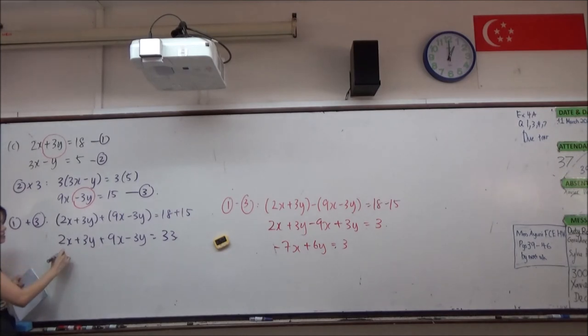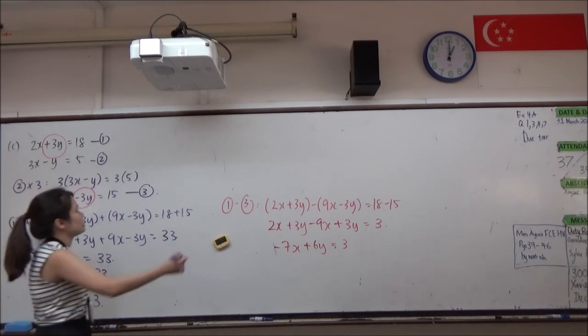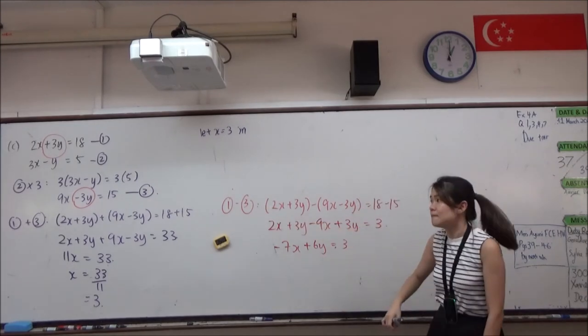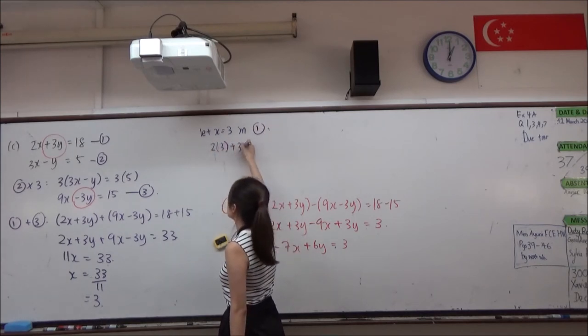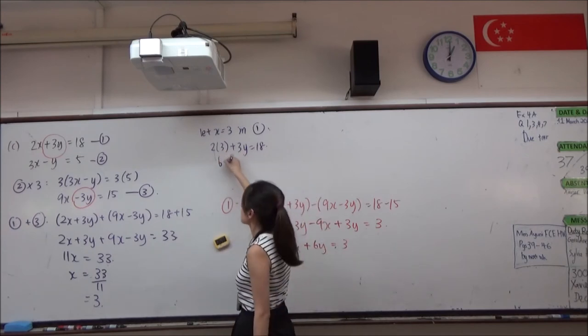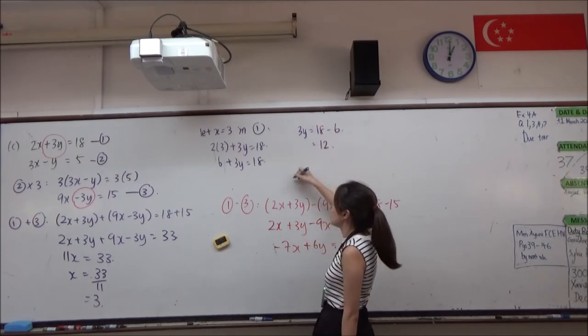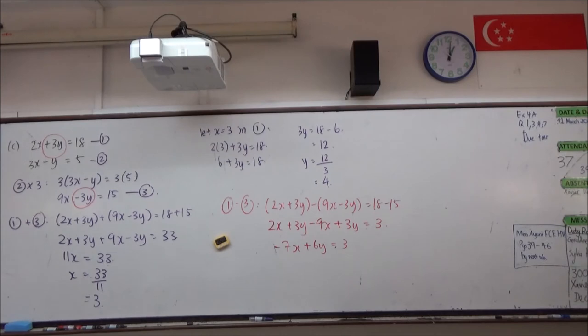Whereas in this case, what I will have is 2x plus 9x, that is 11x, equals to 33, because the plus 3y and minus 3y ends up being 0. So x is equals to 3, because 33 divided by 11. So when x equals to 3, we put it into any one of the equations that you like. Let's put in equation 1. I'll get 6 plus 3y equals to 18. 3y will be equals to 18 minus 6, that's 12. y equals to 12 divided by 3, so we have 4. So that's how we get the answer.